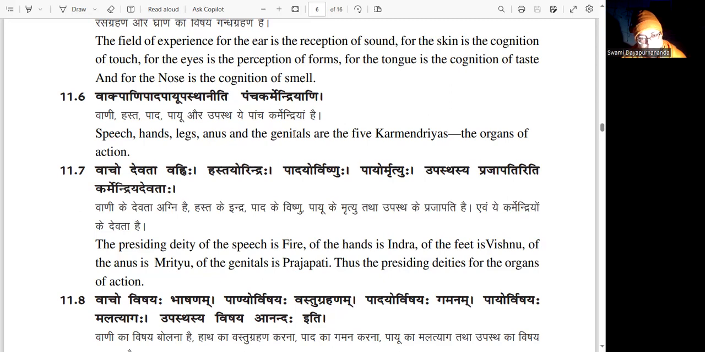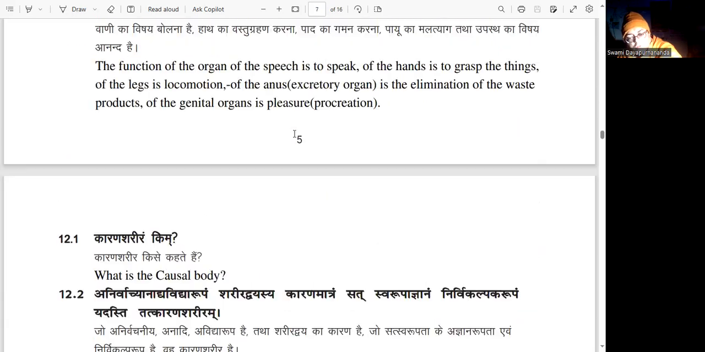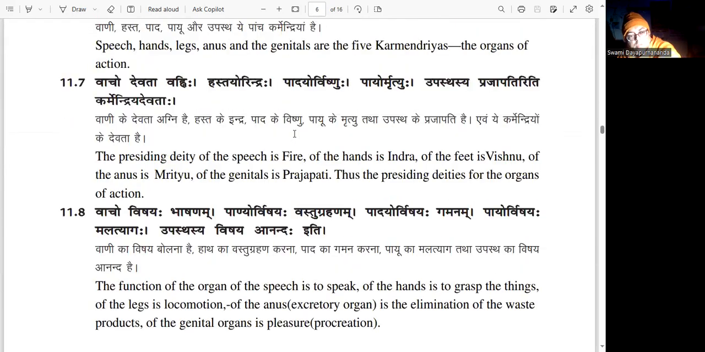These are the Karmendriya Devatas, the presiding deities for the organs of action. Now, each of these presiding deities has its own function also. We have already spoken about their function, but now he will mention it more formally in 11.8: the function of each organ and their vishaya, the object or the subject on which they act.